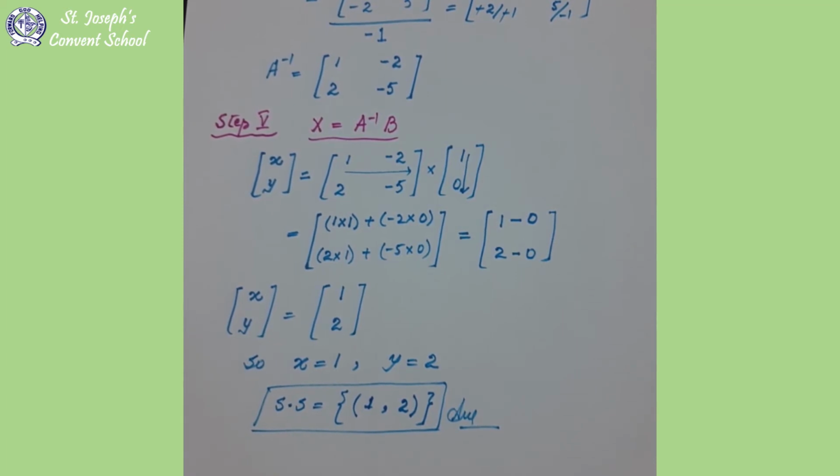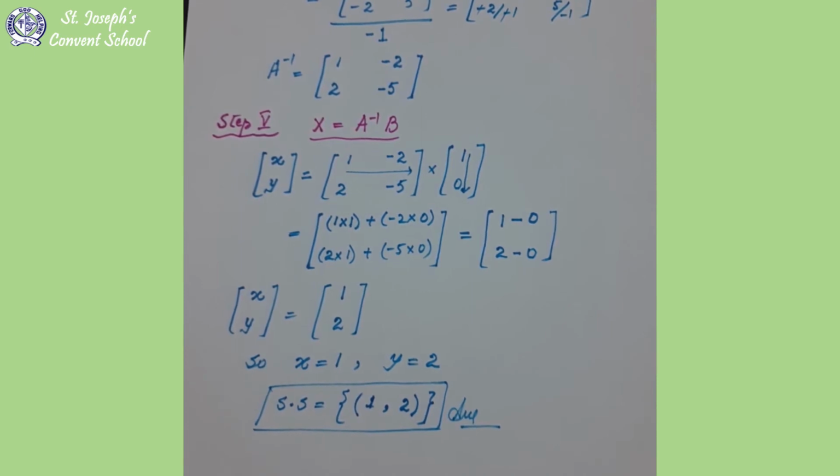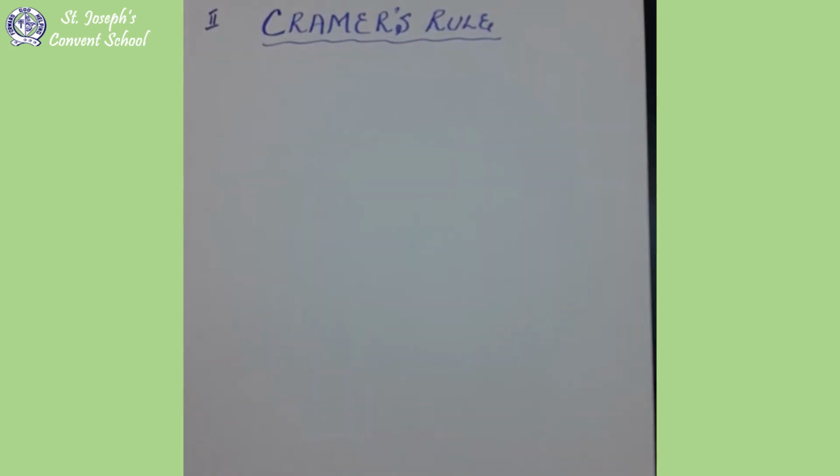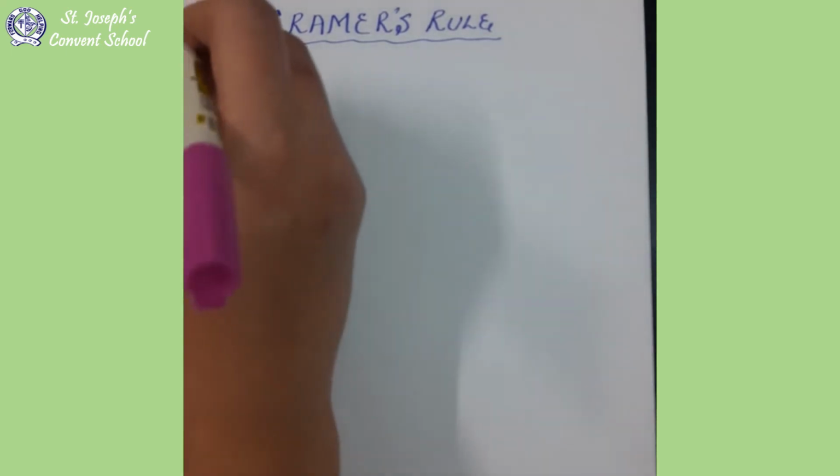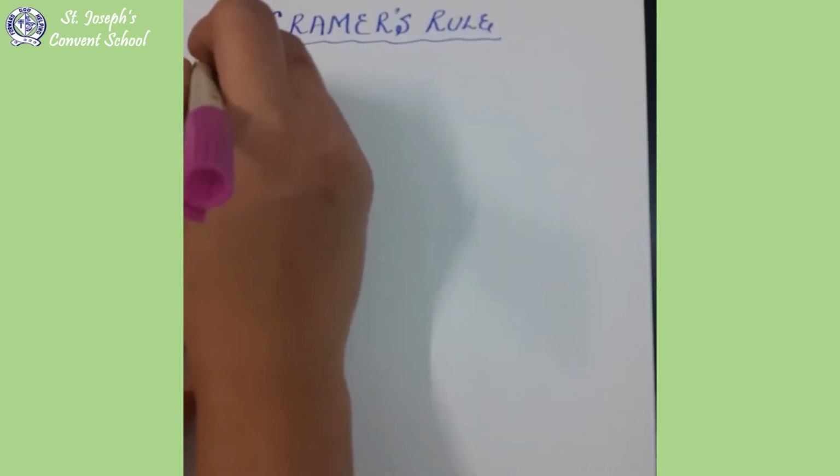Now same question, we'll do it with the second method, that is Cramer's rule. Same example, we'll solve it. But before starting the example, I'm going to explain how to write it in determinant form. In Cramer's rule, we write the equation in determinant form. Okay. This is an important topic.